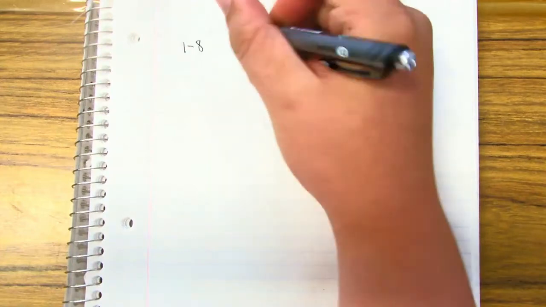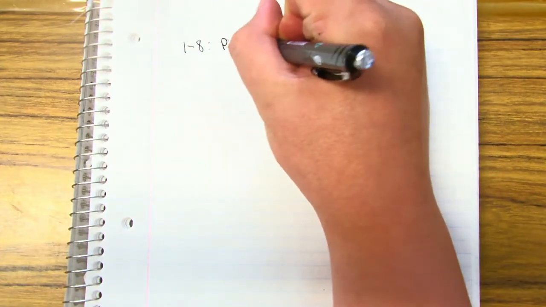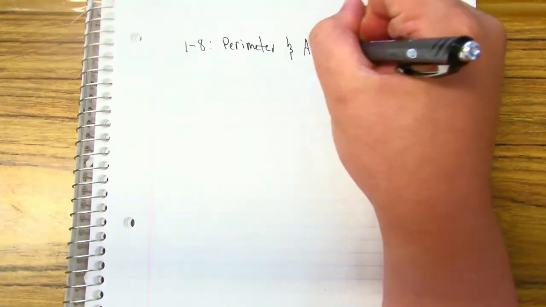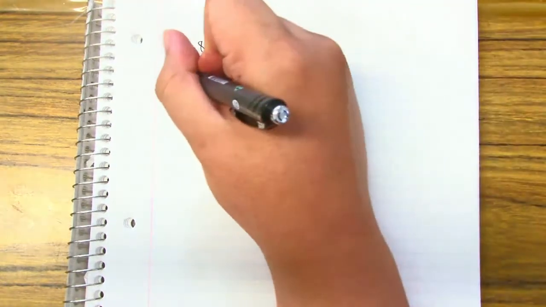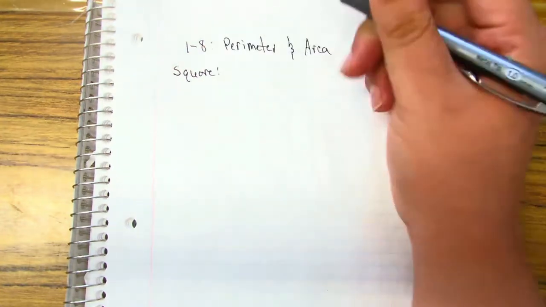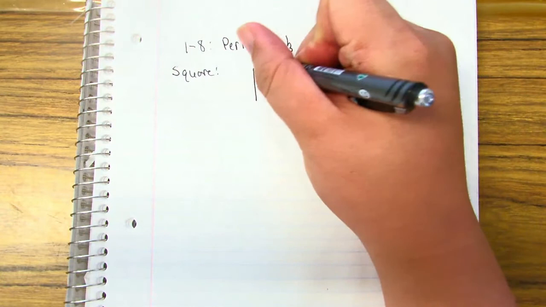We're talking about lesson 1-8, talking about perimeter and area. For now, we're going to focus on perimeter and area. The first perimeter and area we're talking about is a square. Okay, so talking about a square, you need to just know about simple facts about a square.